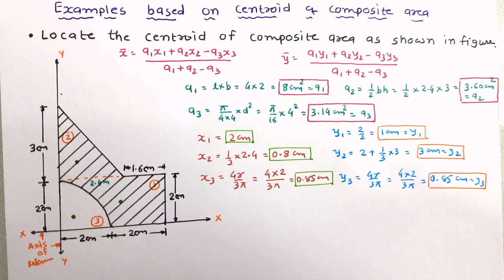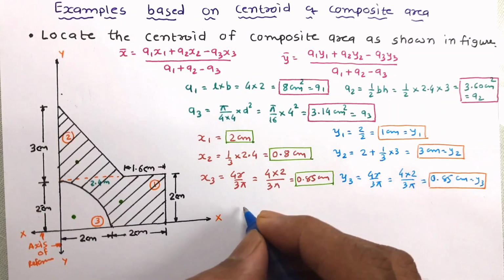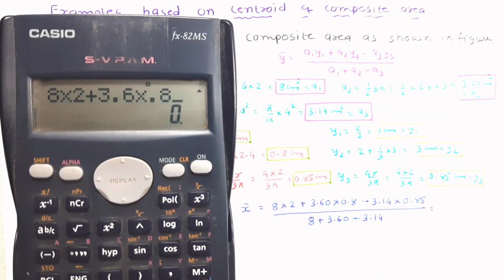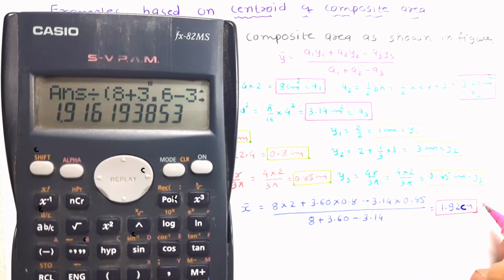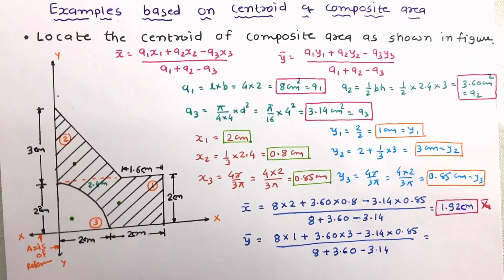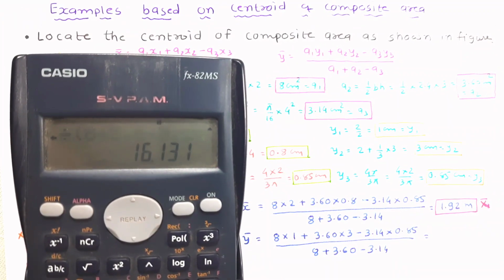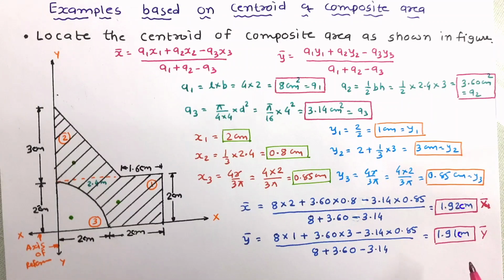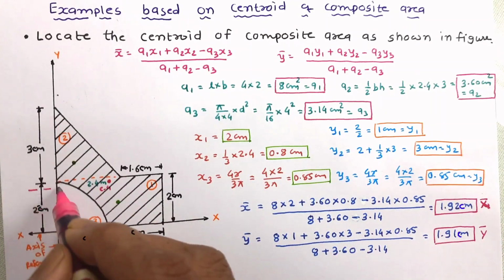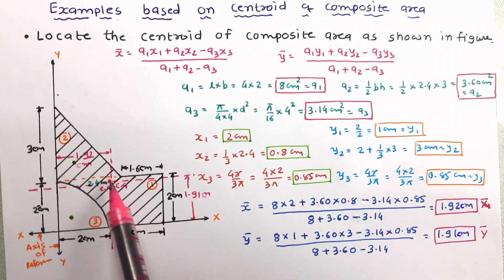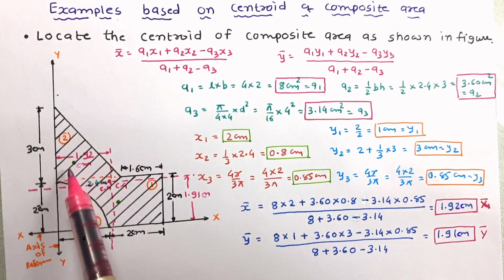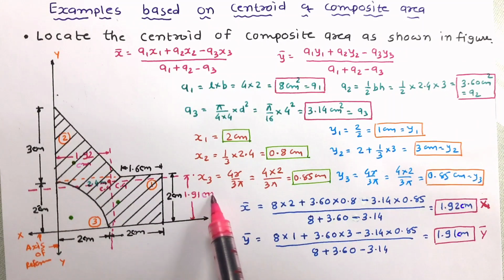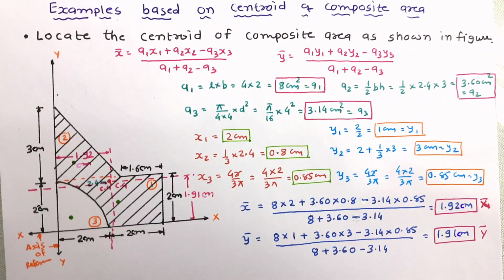Now equate all these values in the equation of centroid and work out x bar and y bar. By equating all values in the equation, the values of x bar and y bar have been obtained. Now let us mark the centroid in the figure. So this is the centroid of the figure, which is at 1.92 centimeter from reference y-axis and 1.91 centimeter from reference x-axis. So this way such problems can be solved.